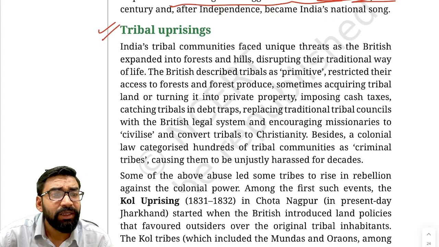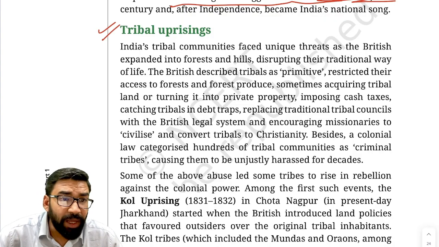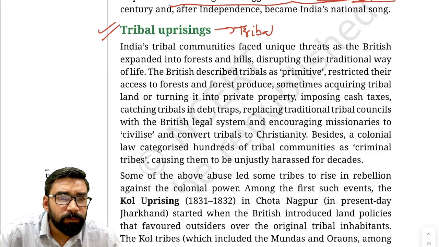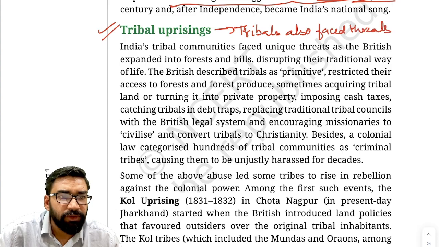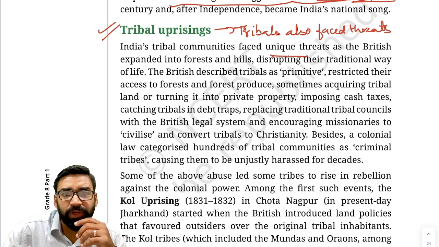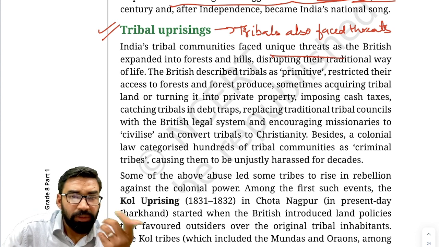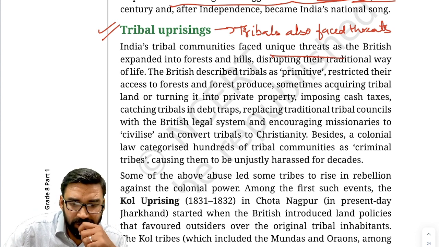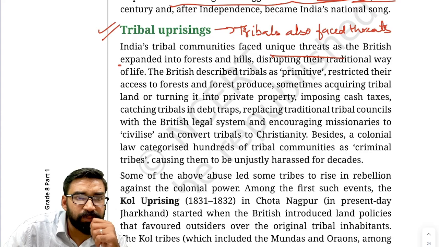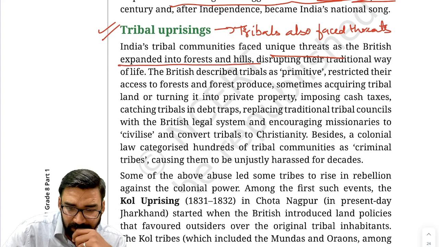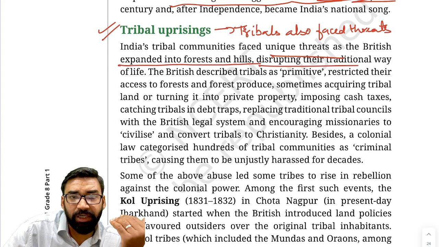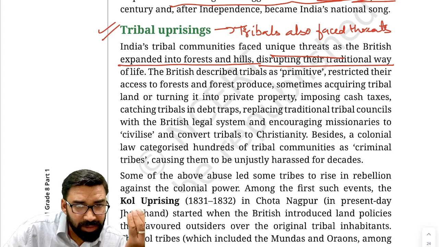Then second is tribal uprisings. Tribal communities also faced unique threats. Now what were the threats? Try to understand. The British started expanding into the forest and hill areas. This actually disrupted the traditional way of life of tribals.